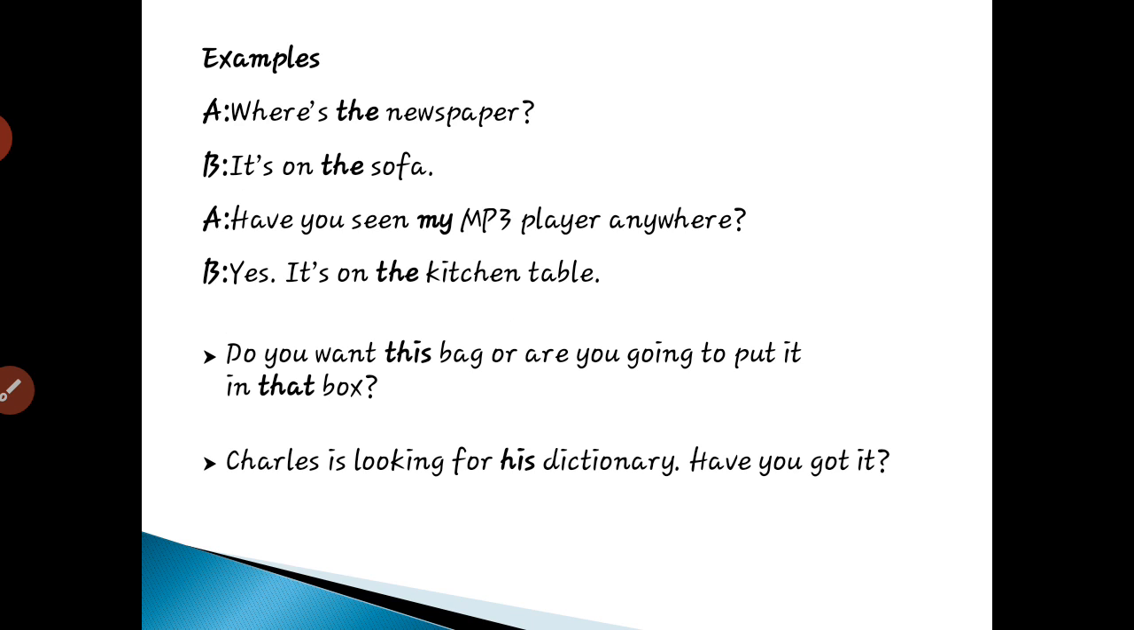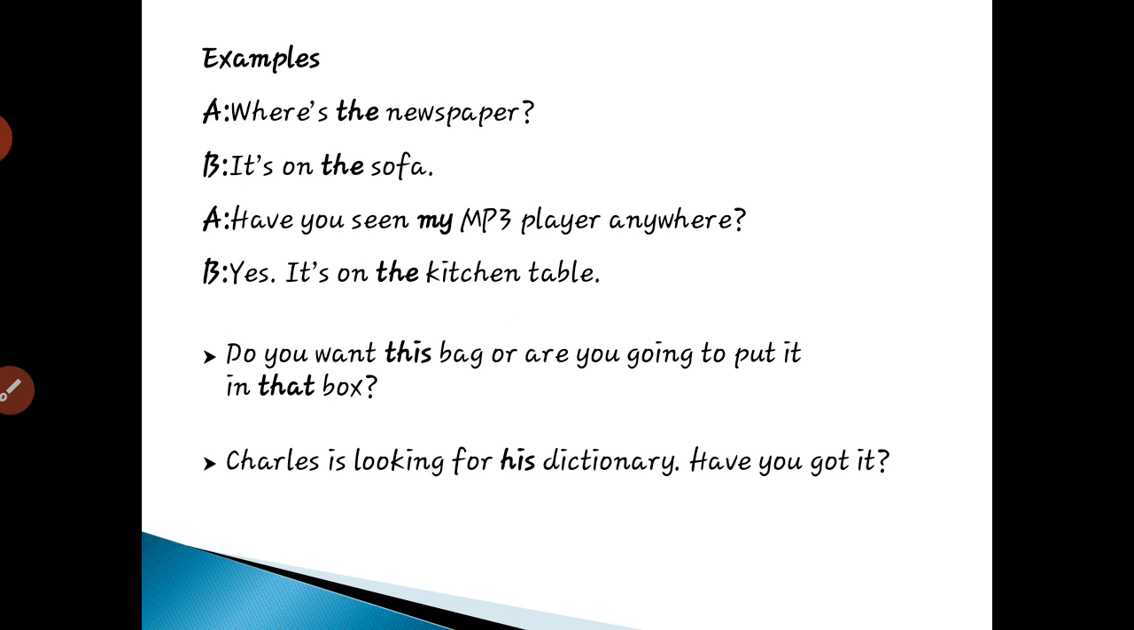Have you seen my MP3 player anywhere? So here when that person is pointing to that MP3 player, that is my. So this word my is a determiner. Why? Because this word my is a possessive here. So these possessives are also determiners. Then B.